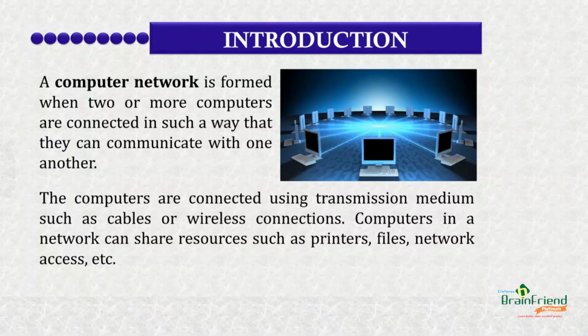Like I mentioned in the first part, a computer network is formed when two or more computers are connected in such a way that they can communicate with one another. So what happens when computers are networked? What happens when computers are able to communicate with one another? Well, the users of such computers are able to share resources such as files, hardware, software, and so on. Now, a computer network is established using wired or wireless medium.